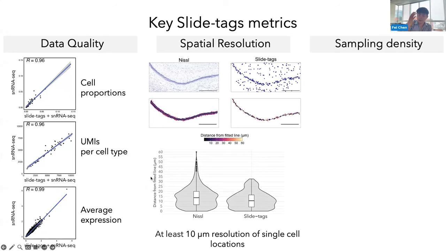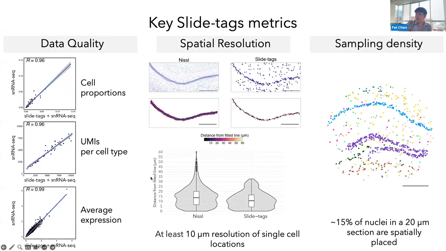And then here's an important metric, which is the sampling density. We think about 15% of nuclei in a 20 micron section are spatially placed. There are a couple of places where these are lost, and we think that we can improve this. But I'll show you some analyses that 15% is going to be high enough to profile biologically relevant structures and cell-cell interactions.